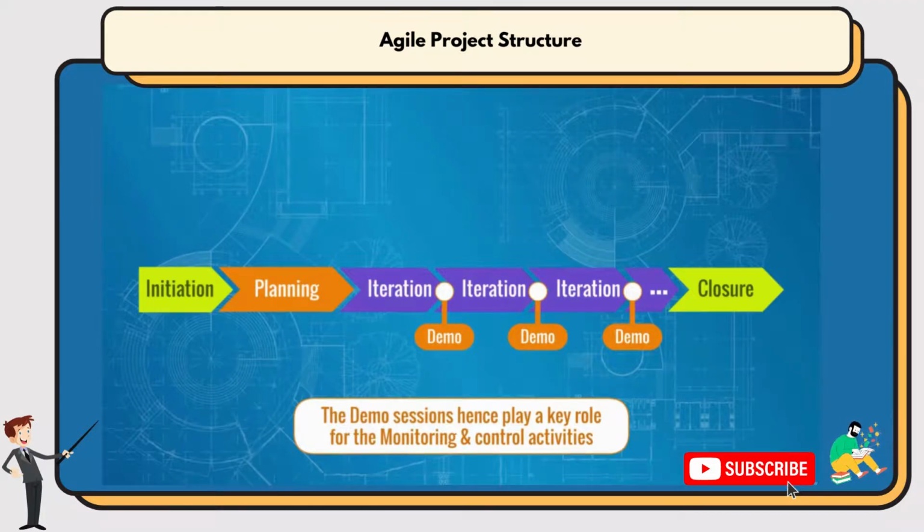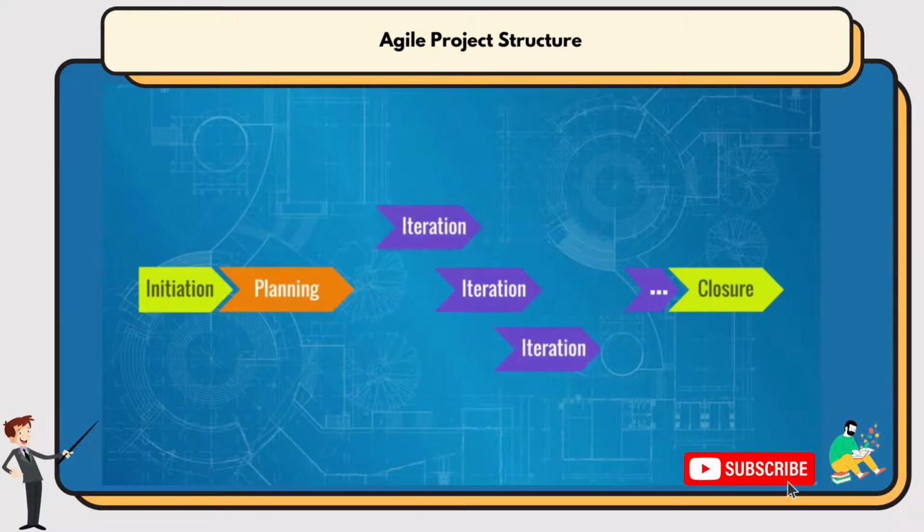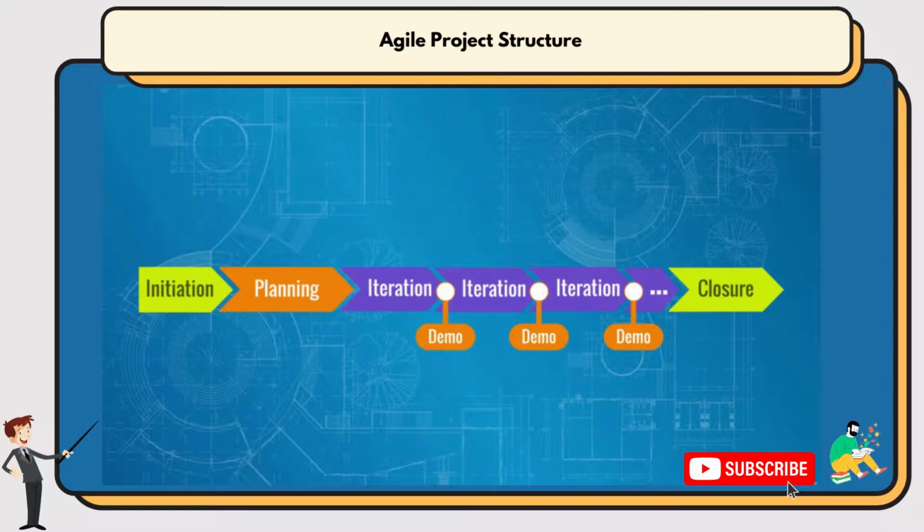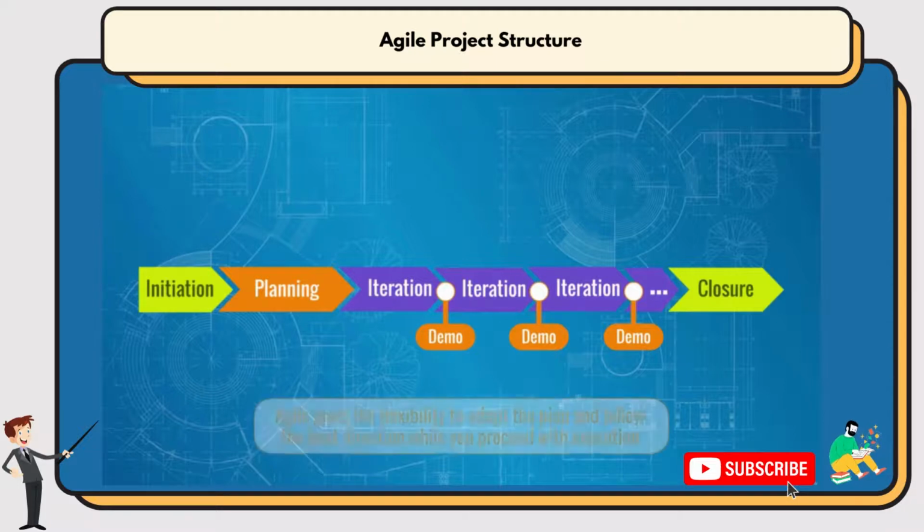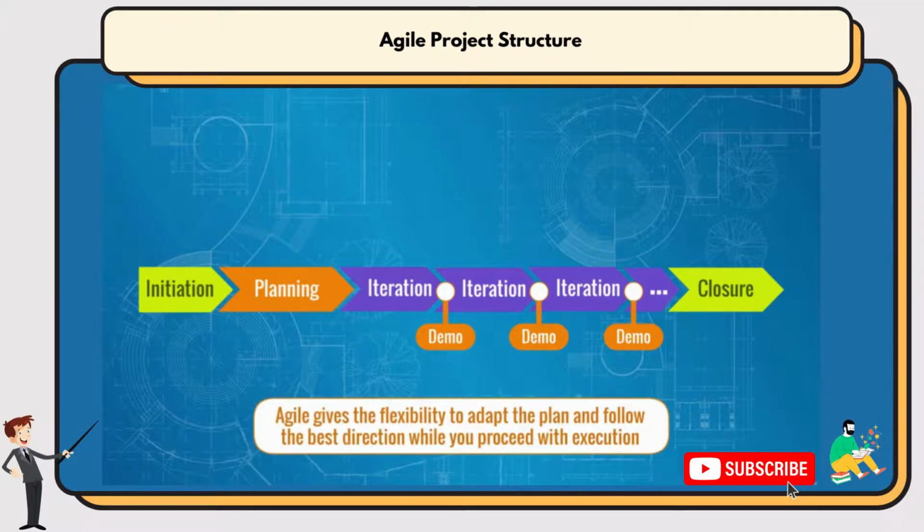phase in Waterfall. Now, another very important thing is that between the iterations, changes to the project plan and even project direction are allowed. The subsequent iterations may change their order or their contents according to any new priorities. This is the heart of the Agile principles. It gives the flexibility to adapt the plan and follow the best direction while you proceed with execution. Something much more difficult with a single and long execution phase.